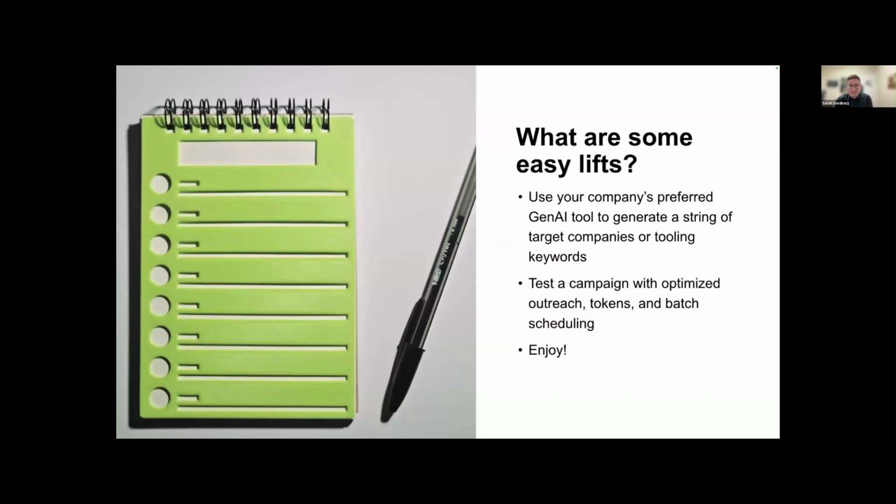But I do really think that you can go today, even using ChatGPT, Gemini. Hopefully, your company has at least one tool that you can use, even if it's not integrating with your data, you can come through and say, hey, generate a search tool. Honestly, even using the one that Jason just shared, generate a string of target companies, generate a string of keywords, build that search, and then test a campaign. Use your optimized outreach, some key elements of personalization and batch scheduling.